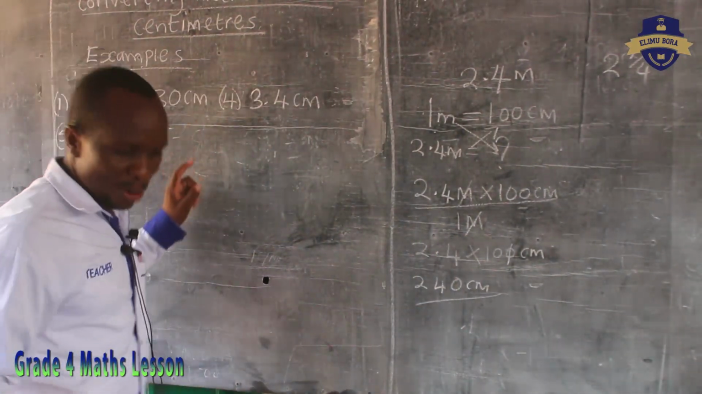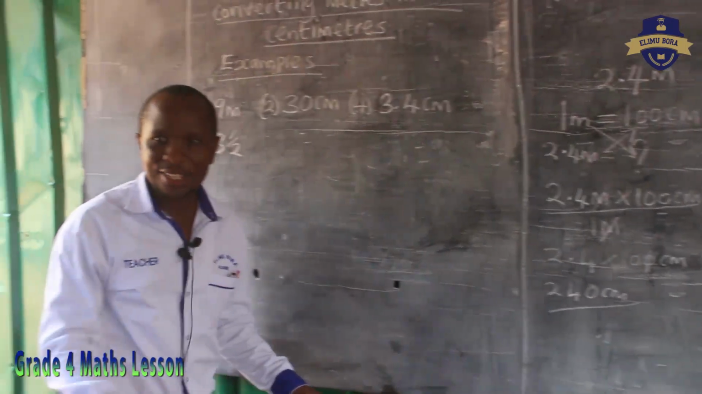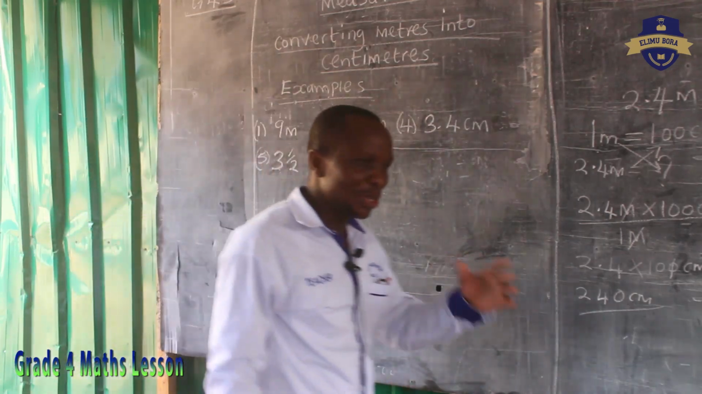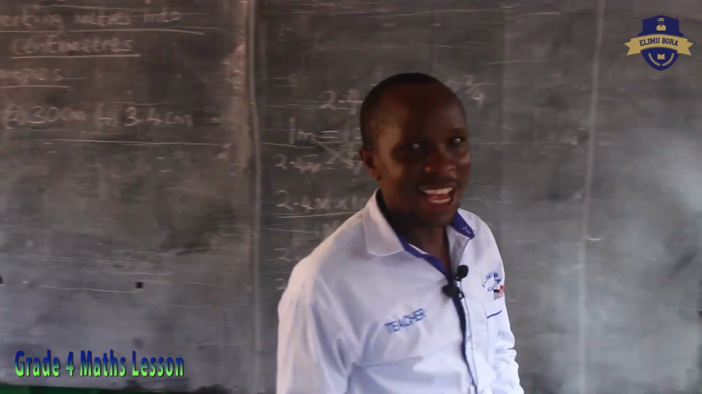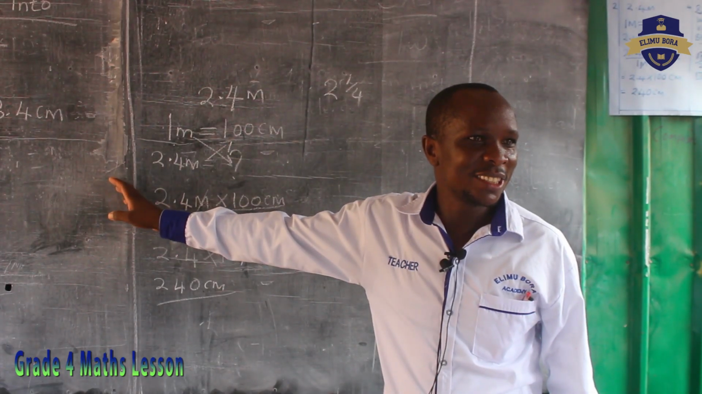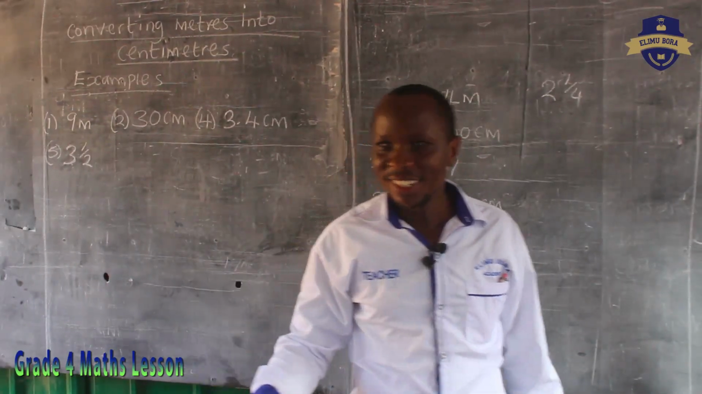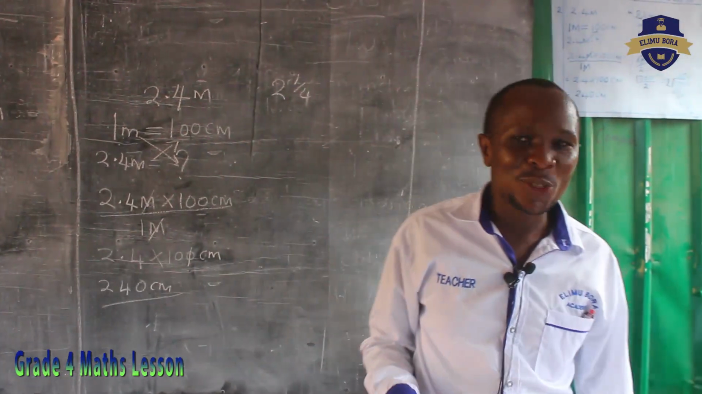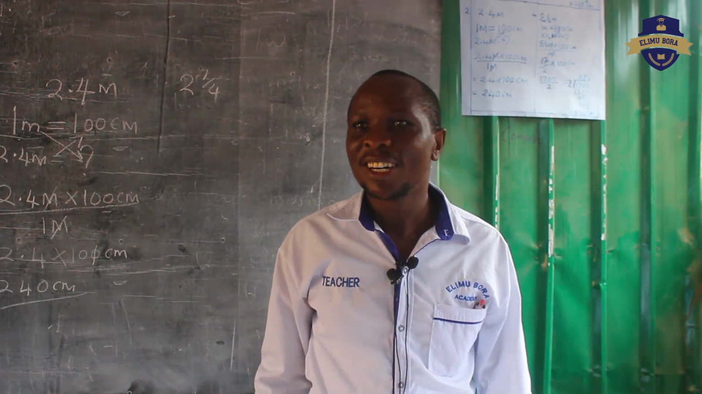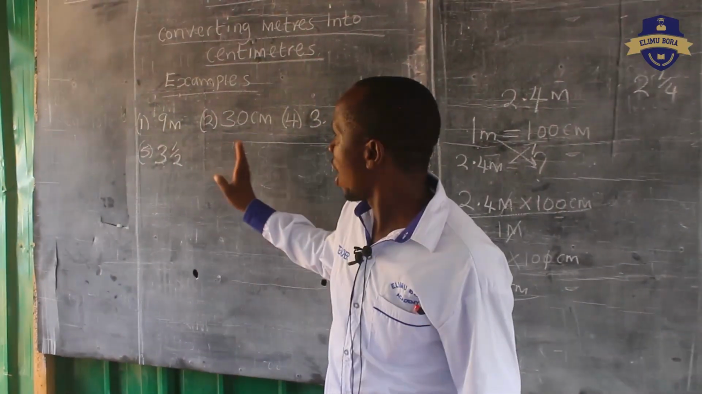Yes, so today we are going to discuss how to convert meters into centimeters. We have already discussed the relationship between meters and centimeters. How many centimeters make 1 meter? You raise your hand and tell us. Nazira? 100 centimeters is equal to 1 meter.